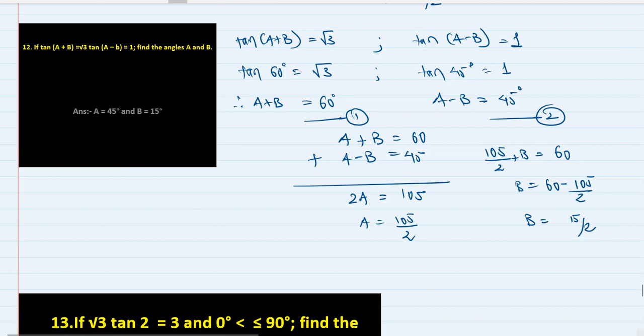Let me check the question. Tan of A plus B is root 3. So A plus B is 60. That's perfect. Tan of A minus B is 1. So A minus B is 45. Okay, let's check the answer. I'm not happy with the answer here.